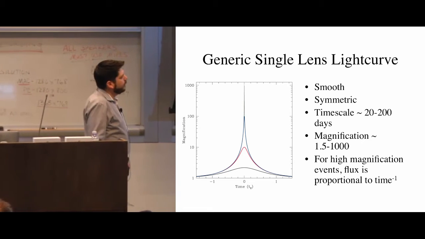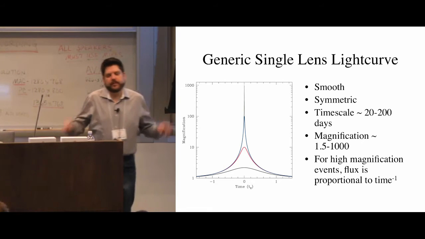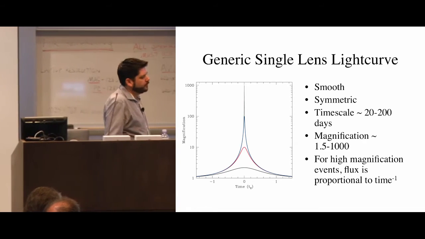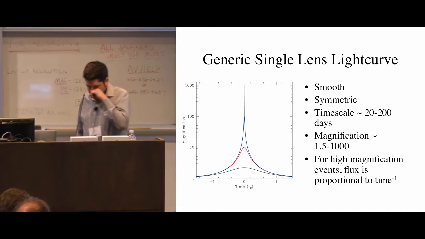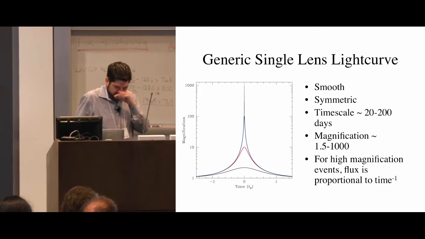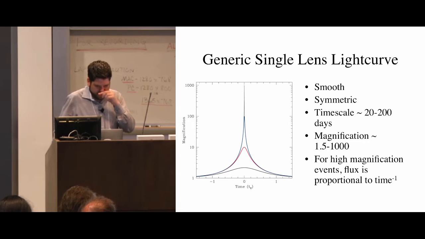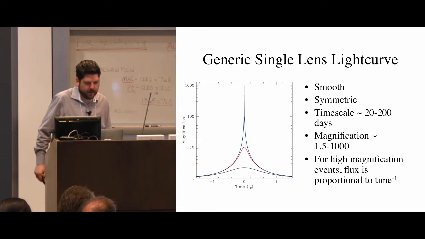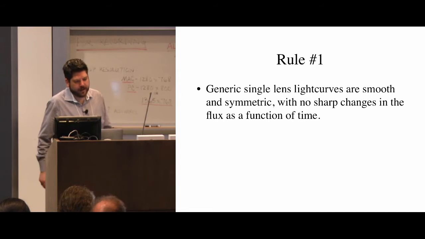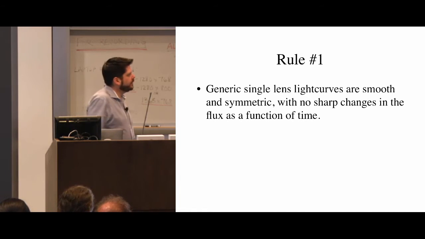Okay, so these are quote rules. They're not completely 100% rules, but they're reasonably good guidelines, I would say. So generally, well, this is always true. General single lens light curves without higher order effects like parallax are smooth, symmetric, and have no sharp changes as a function of time.